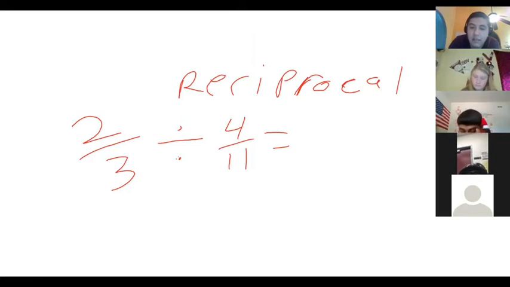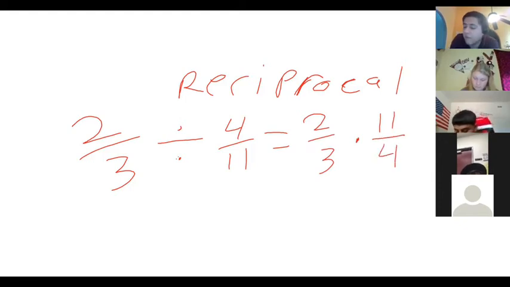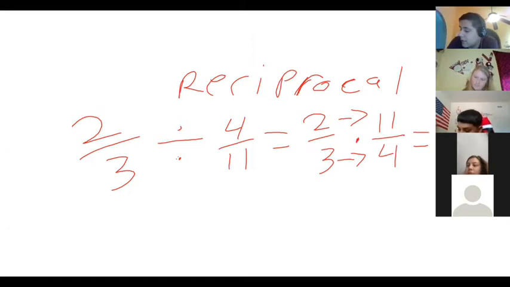Okay. So 2 over 3, and then it changes into a multiplication problem, 11 over 4. Okay. So now that we have our multiplication, we can just do straight across. 2 times 11, 22. And then 3 times 4, which is 12. And this can actually simplify to 11 over 6.